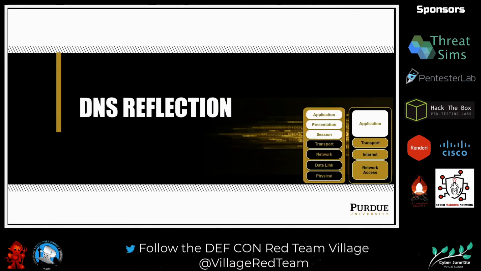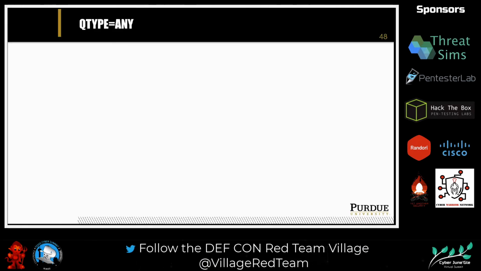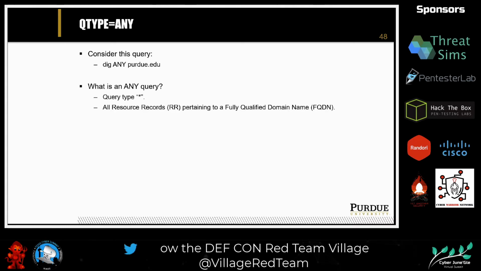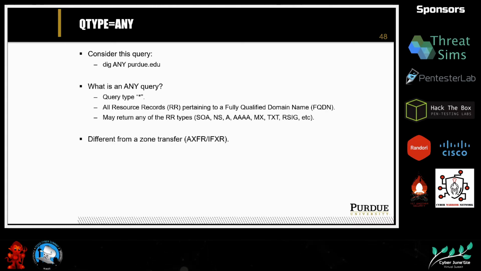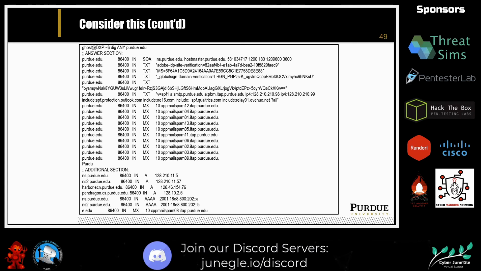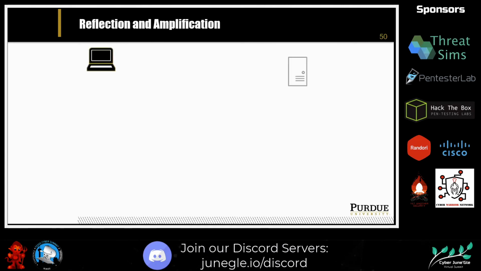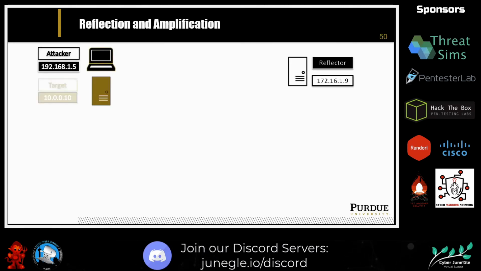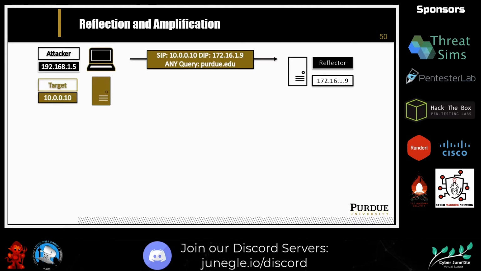Okay, so let's tie both of those together in an attack called DNS reflection. So we're going to do a dig, and what's going to happen is we're going to get this really big answer. We're sending the packet, but we replaced the source IP address with the one of our target.